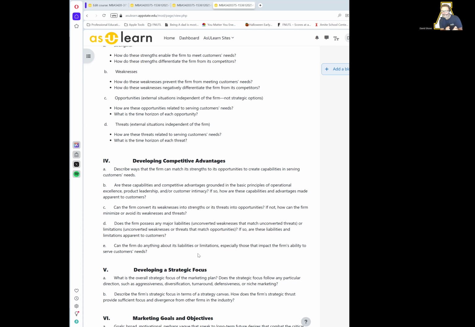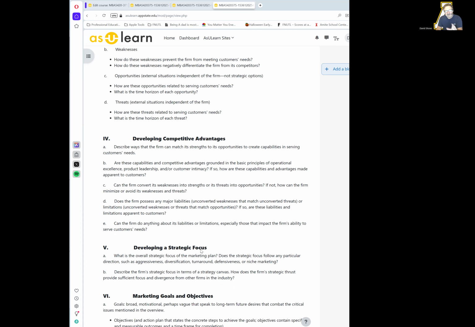Can you convert the weaknesses into strengths or the strengths into opportunities? And how can the firm minimize the weaknesses and threats that they cannot fix? Are there any major liabilities or limitations that the corporation has? Are they apparent to our customers? And then finally, can the firm do anything about these liabilities or limitations, especially those that impact the firm's ability to serve customer needs?